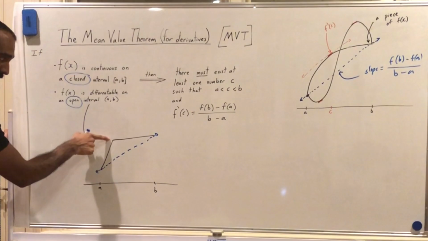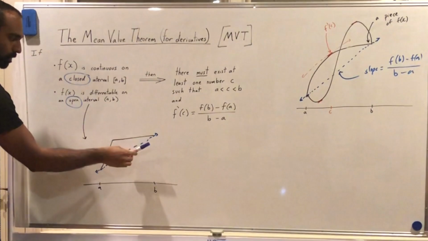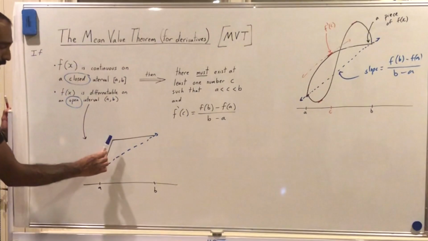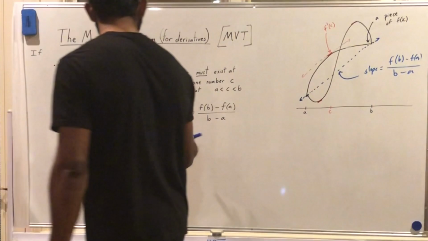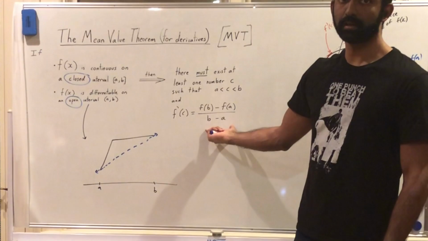Does the slope of this piece equal the slope of the secant line anywhere? No. No, right? This part is steeper than the secant line. This part is less steep than the secant line. And because that's a sharp point, you can't take the derivative there. So in this case, there isn't a place for this piece where the derivative value, wherever it's defined, equals the slope of the secant line.